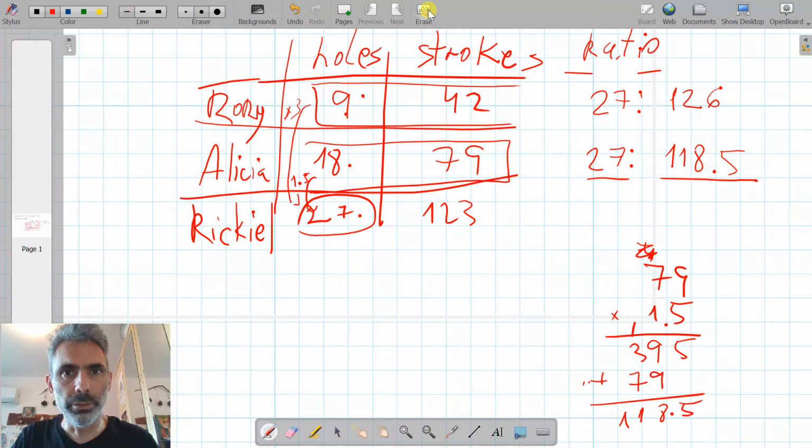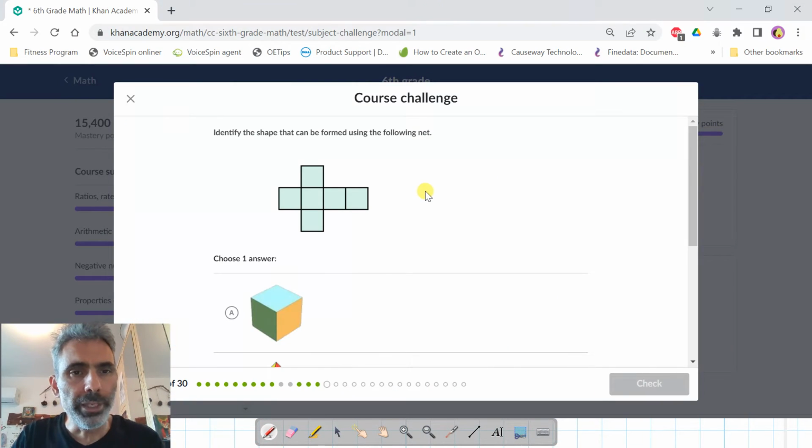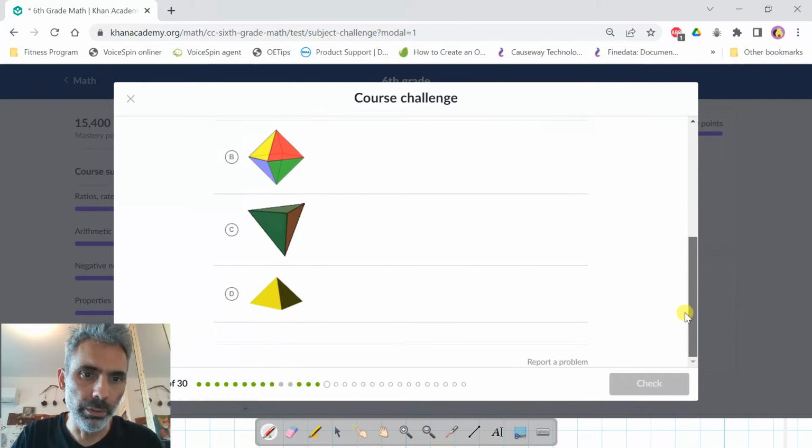Let me erase the board. Identify the shape that can be formed using the following net. So this is a net of a cube.